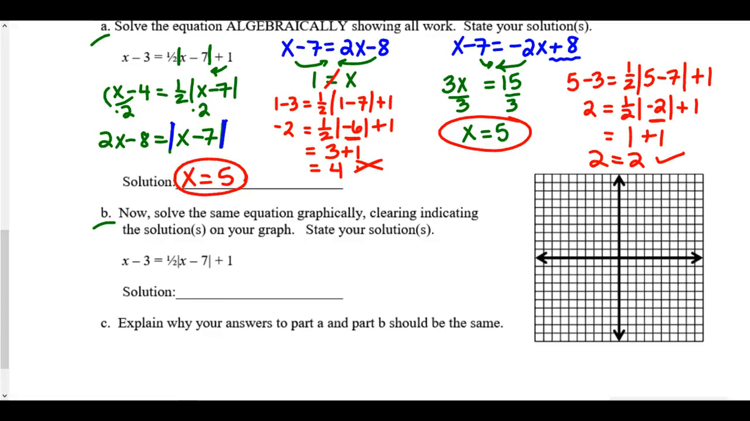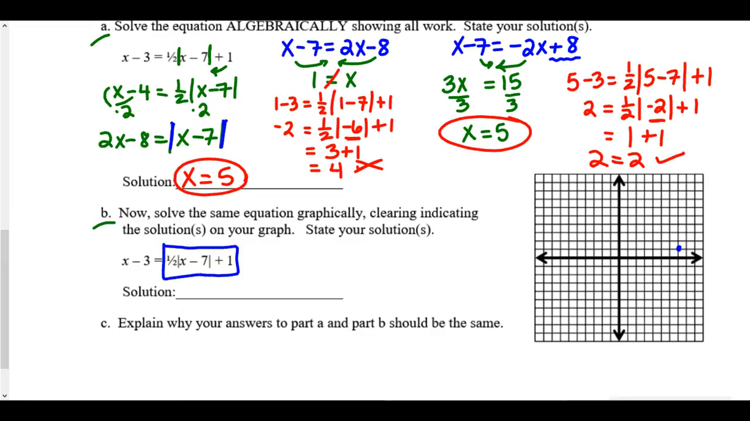Let's confirm this graphically because that's the easiest way for me to double check that this really worked. So I'm going to start by graphing this absolute value. That's going to be my V shape. The minus 7 on the inside is going to move me 7 to the right. 3, 4, 5, 6, 7 to the right. The plus 1 is going to move me up 1. So let's get rid of that last point I just drew.